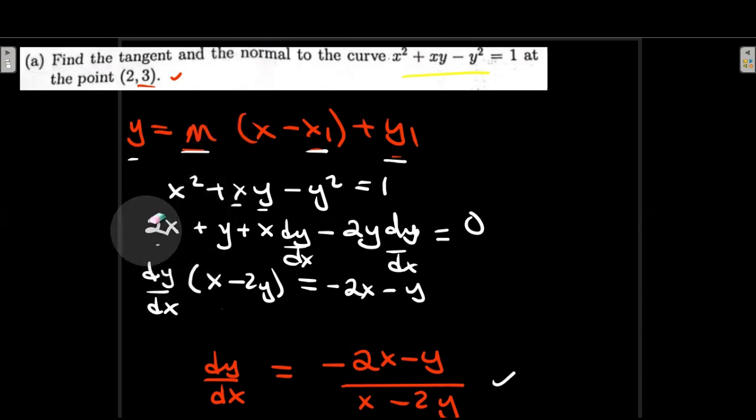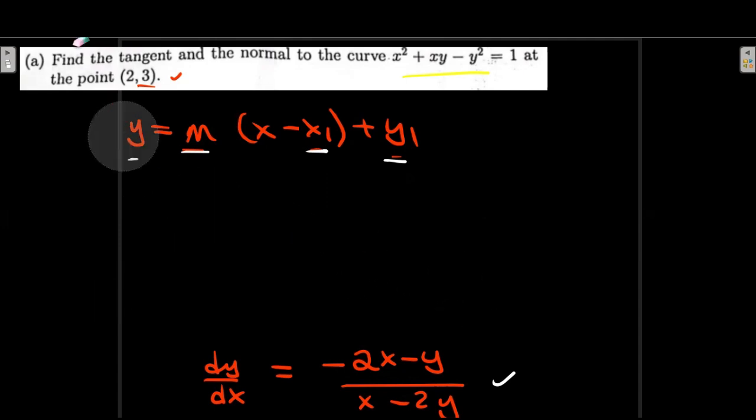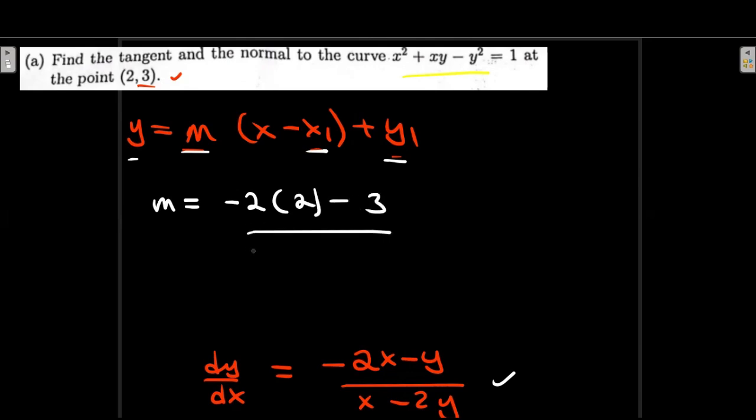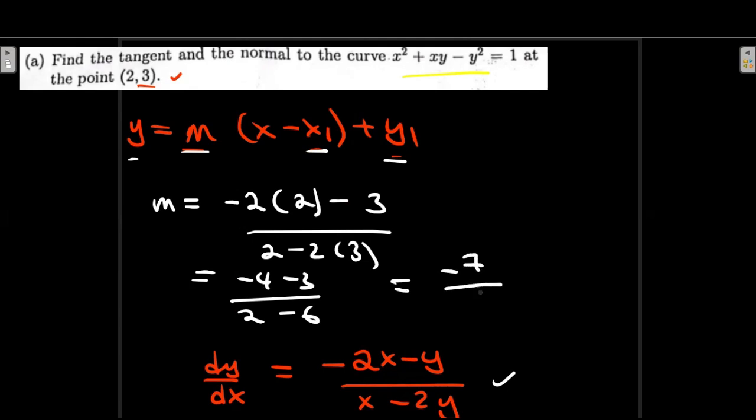Okay, so from here we're going to replace. My m is just going to be equal to, I can replace my x there, which is 2, then my y is just 3, divided by my x is 2, then my y is 3. And this is going to give me -4 minus 3 and 2 minus 6. And that just gives me -7 over -4, and that is just going to be 7 over 4. So this here is my gradient.